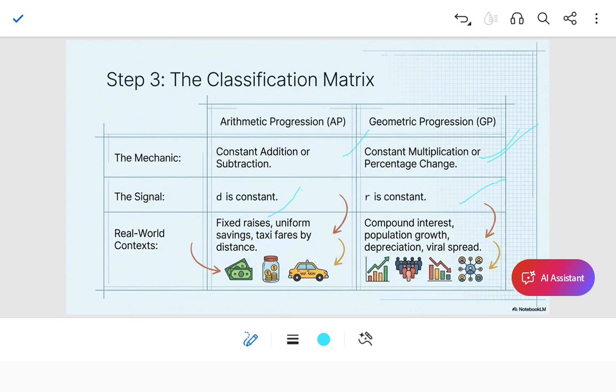And for GP, compound interest, population growth. Do you remember the formula for compound interest? It's an example of GP, along with population growth, depreciation, variable spread. These are exponential values. So that is it.